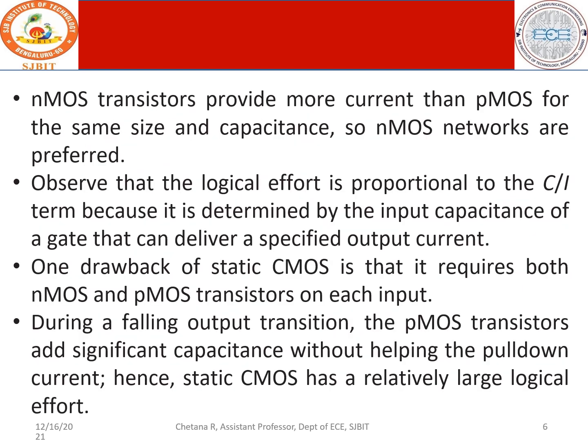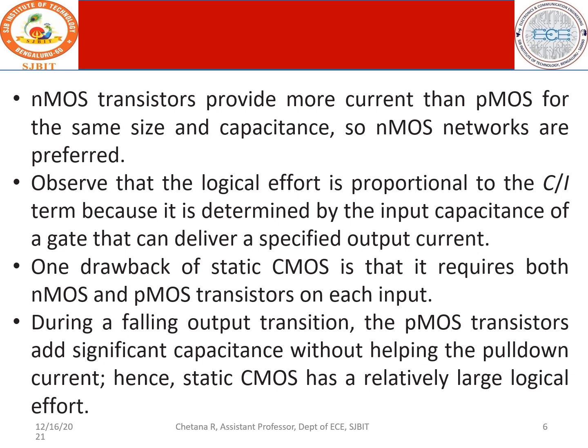NMOS transistors provide more current than PMOS for the same size and capacitance, so NMOS circuits are preferred. Since the majority charge carriers in NMOS are electrons, they are comparatively faster than PMOS in spite of being of the same size. Therefore, the logical effort is proportional to the C by I term, because it is determined by the input capacitance of the gate that can deliver a specified output current.